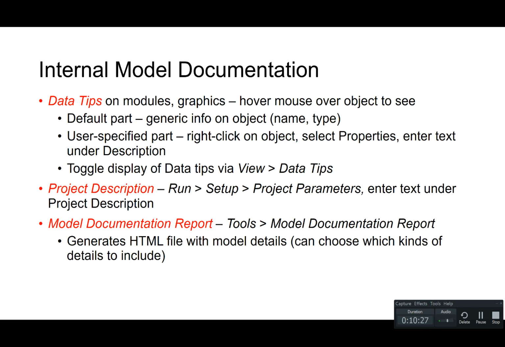In the internal model documentation, data tips on modules and graphics can be seen by simply hovering the mouse over the object. They'll also give you options of default parts, generic names, or user-specified parts, or you can toggle display of data tips by simply hitting View and Data Tips.